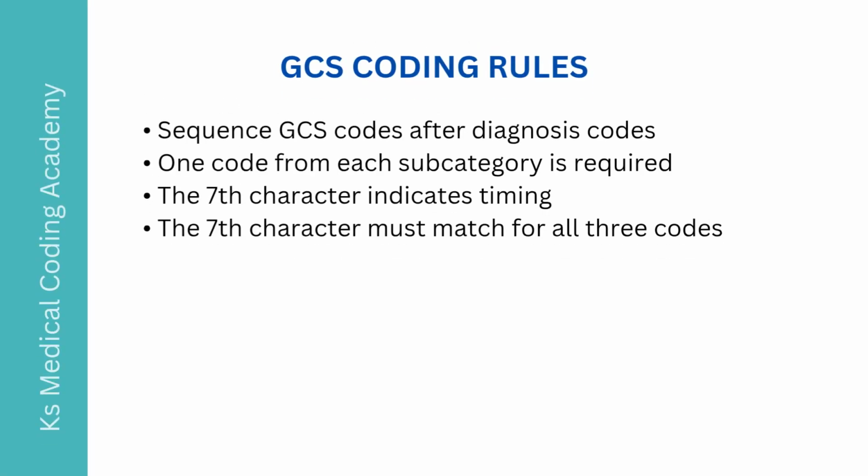GCS coding rules. Glasgow Coma Scale codes must always be sequenced after the diagnosis codes. One code from each subcategory is required, and the seventh character must match across all three codes to indicate when the scale was recorded.